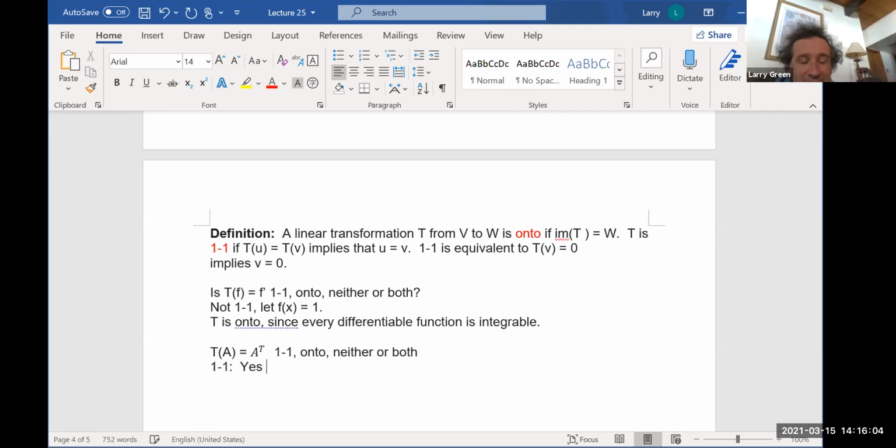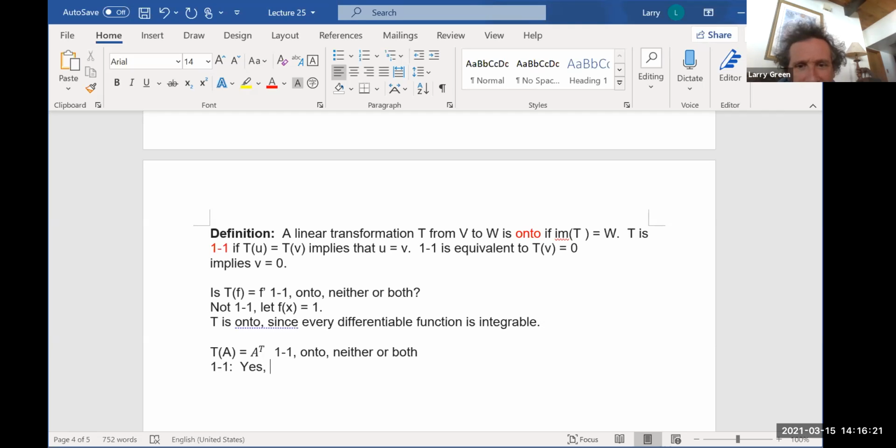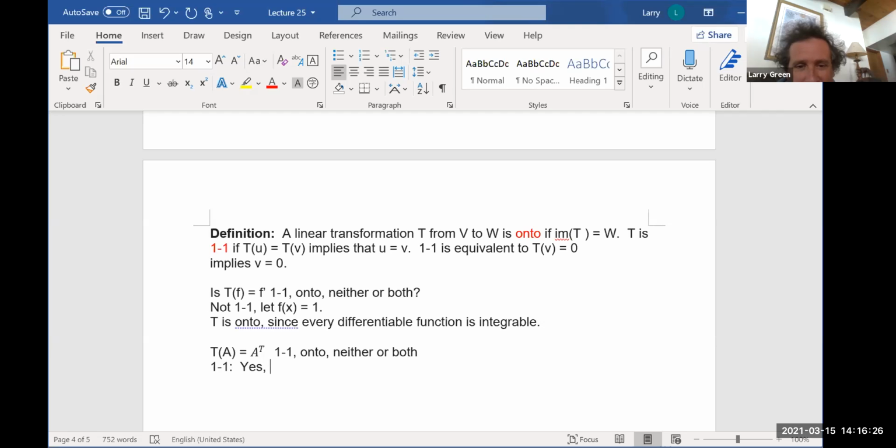Why is it yes? Remember, it's never a guess. You have to actually explain why. Because if we transpose the 0 matrix, we get 0. It's kind of the opposite of that. If you transpose a matrix and get 0, you must have started with 0.